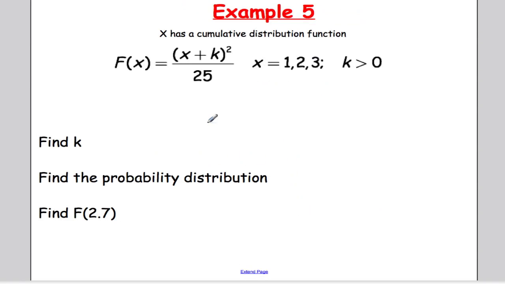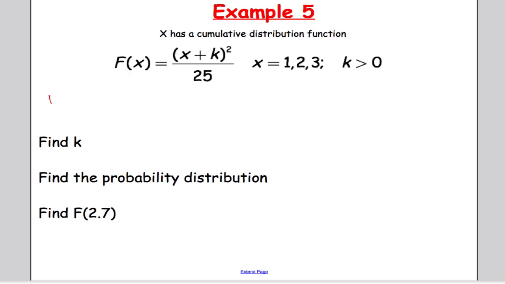Right, so let's take a look at an example now. So suppose a random variable x has a cumulative distribution function given here, and I'm asked to find k. Now one thing I know is that the last value, these are the particular values x can take, 1, 2 or 3.